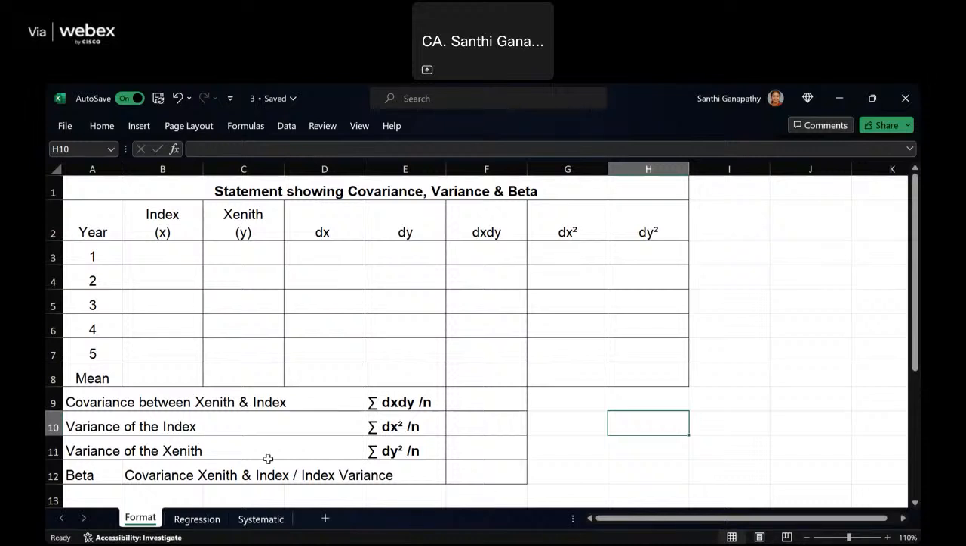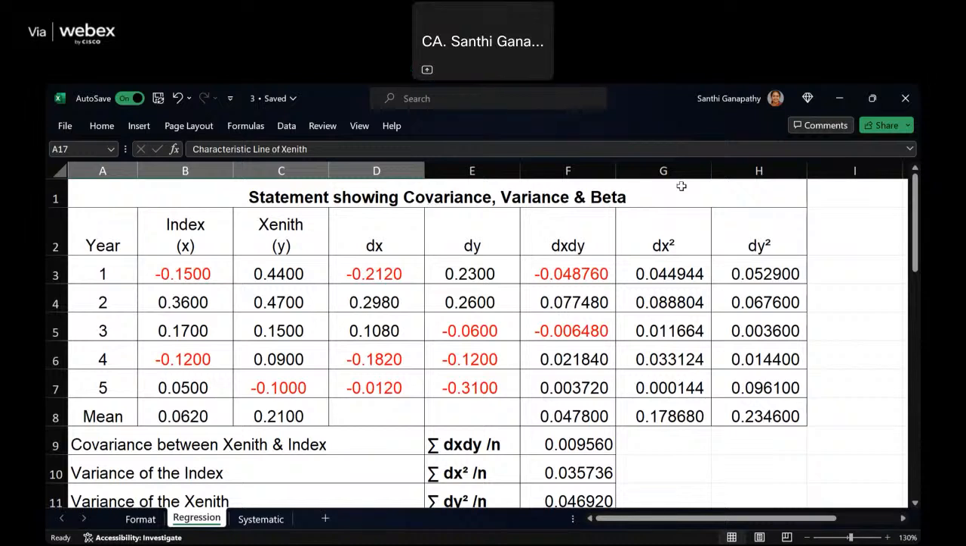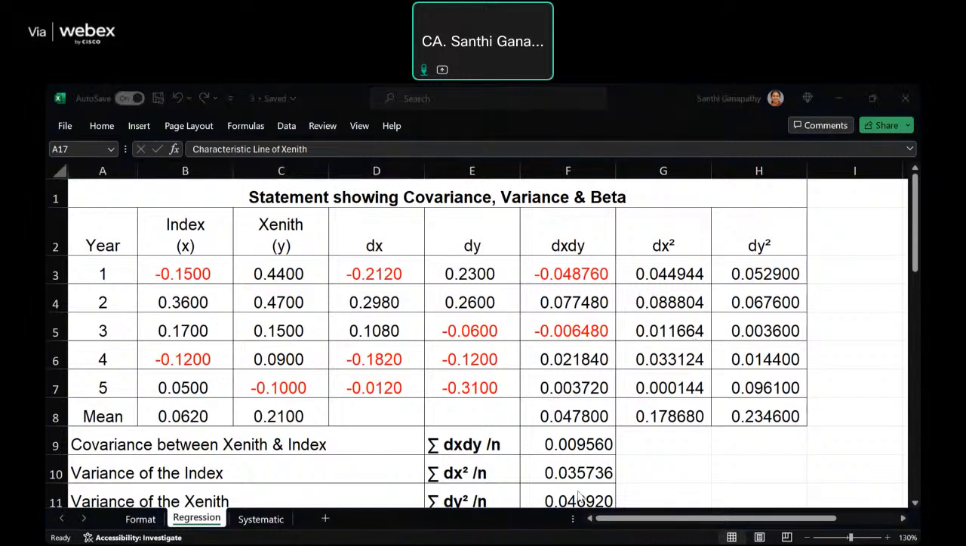Now, hope you have completed this. Check your answer, please. What have we done? The return which the index has had in the past 5 years, we have taken. We have found the mean. If it is for future, we will multiply with the probability and add. If it is past, we will add and then divide by the number of years. If it is a probability distribution, sigma px. If it is past, then sigma x by n.